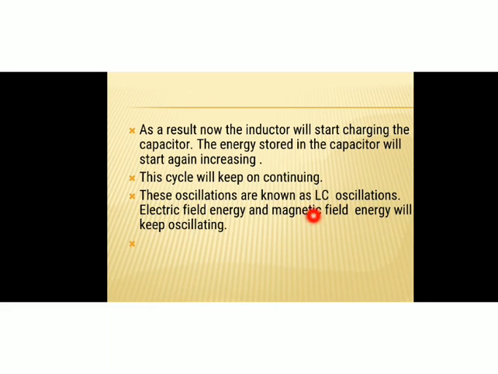And these oscillations are known as LC oscillations. So here we can say the energy keeps on oscillating between the inductor and the capacitor. So these oscillations are LC oscillations. Electrical field energy and magnetic field energy keep on oscillating.